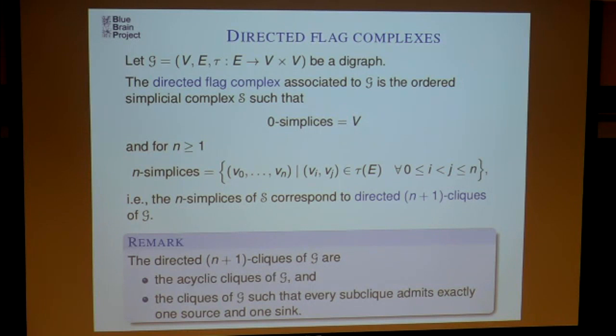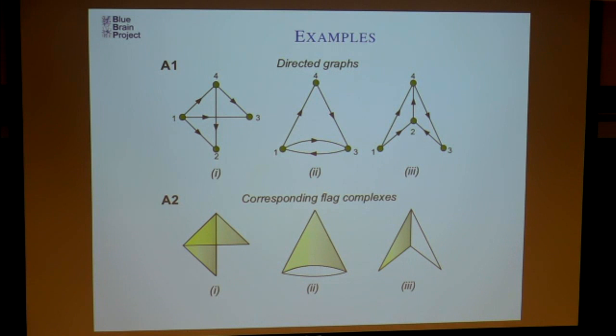Okay, so we can build up a simplicial complex like this, or an ordered simplicial complex. And once we have an ordered simplicial complex, we can actually realize it as a topological space and compute topological invariants of this structure. So here's an example of the sort of thing we can compute. So let's focus, for example, on this directed graph number two.